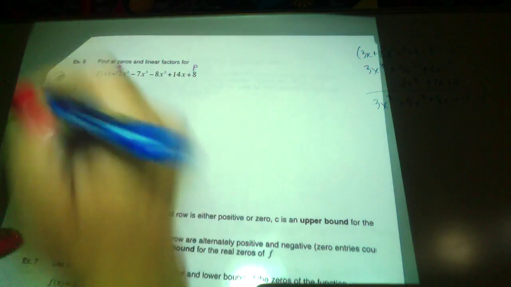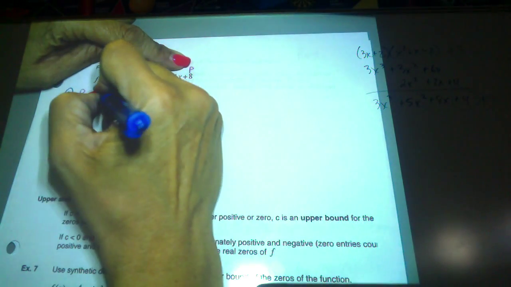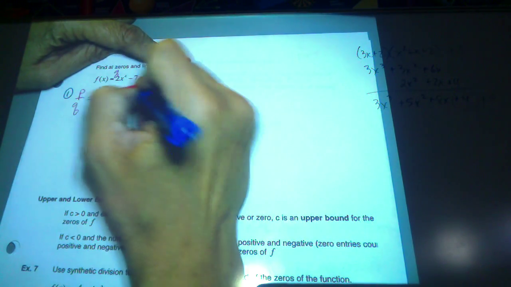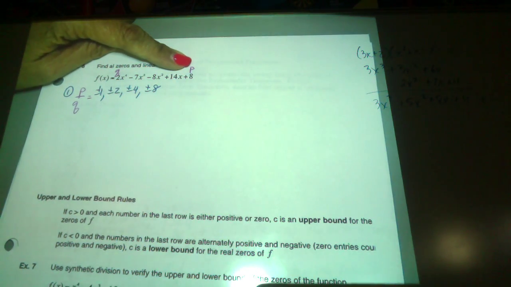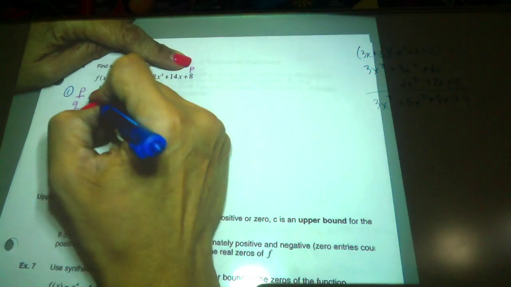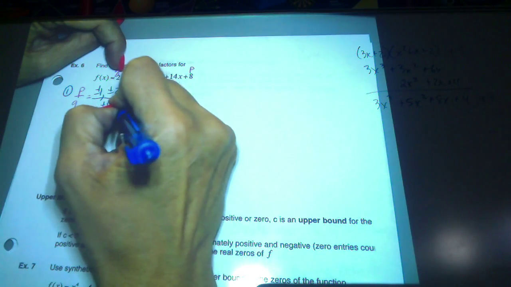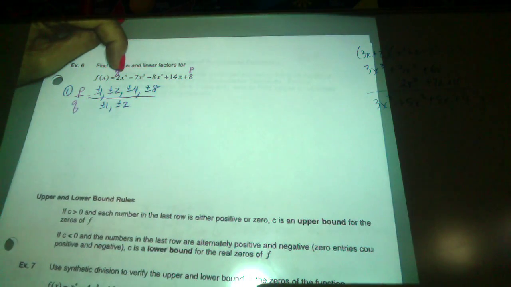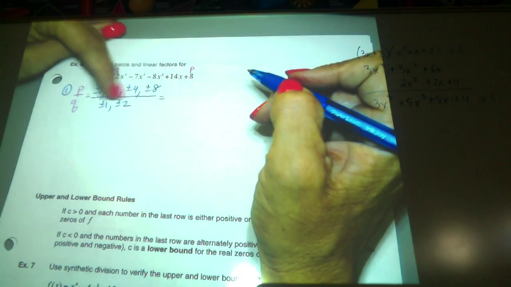So for my first step, I'm going to do P divided by Q equals. Well, all the factors of P, there's several, plus or minus 1, plus or minus 2, plus or minus 4, plus or minus 8. Did I miss any? Nope. All divided by all the factors of 2, plus or minus 1, plus or minus 2. You can't leave your possible factors looking like that. You have to divide them out. So I'm going to take every term in the numerator and put it over the terms in the denominator.